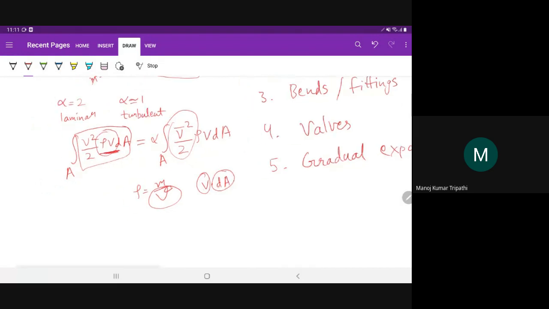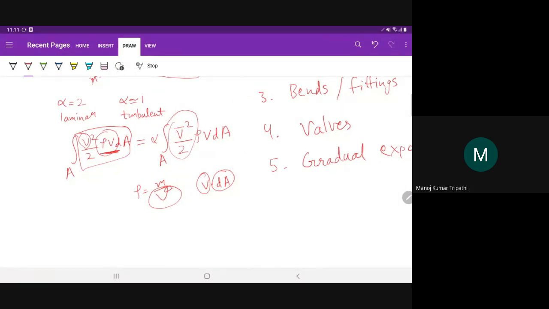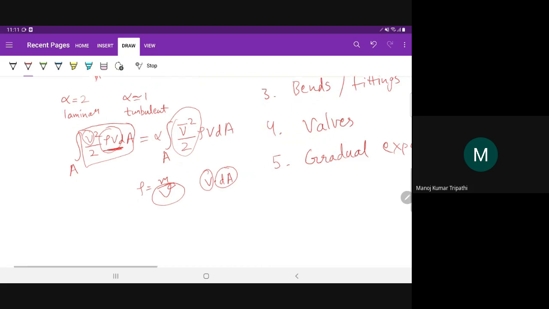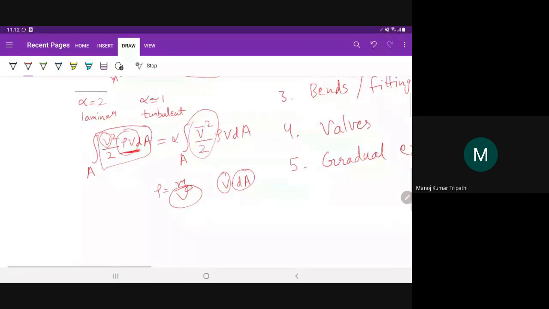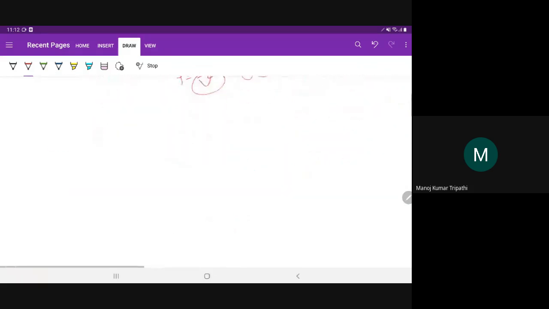And you know the velocity profile for a pipe flow, that is a paraboloid that we have derived earlier, that you have derived actually. So this factor comes out to be 2 for a laminar flow. And how is it 1 for a turbulent flow? Because for turbulent flow, the profile that you get is not parabolic, it is almost uniform.